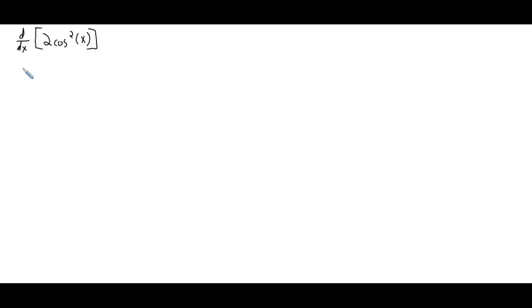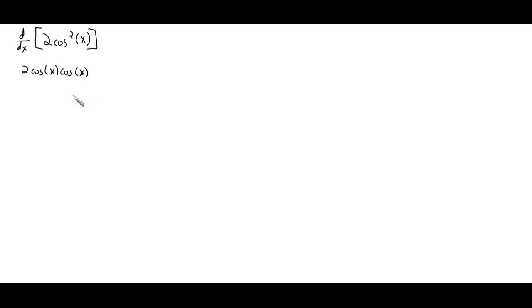This final example tells us to take the derivative of 2 times cosine squared of x. And now, this might not look like a product rule problem straight off the bat, but remember, cosine squared x is cosine x times cosine x. So we can rewrite this problem as 2 times cosine x times cosine x. So what are our two functions going to be? Well, what are the things getting multiplied?